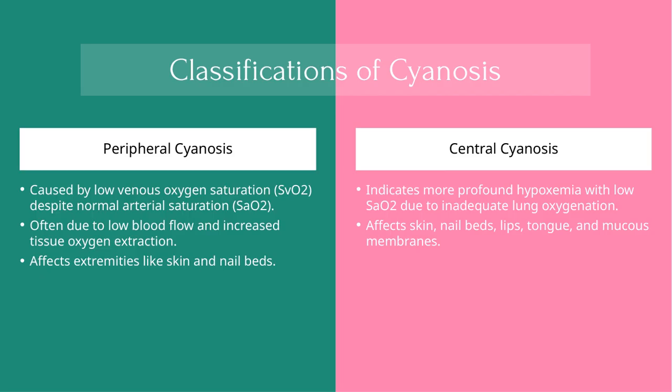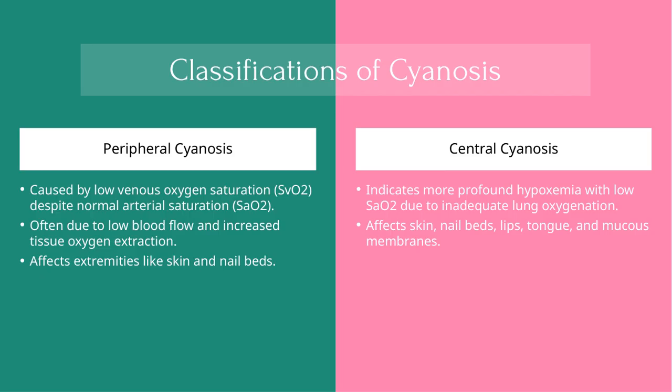You'll notice that this typically affects extremities such as the skin and nail beds, resulting in a condition called peripheral cyanosis. Peripheral cyanosis indicates a more subtle, or perhaps early, sign of hypoxemia, meaning low oxygen levels in the blood, mainly due to low SaO2 caused by inadequate lung oxygenation. This affects areas like the skin, nail beds, lips, tongue, and mucous membranes, which are particularly sensitive to changes in oxygen levels.